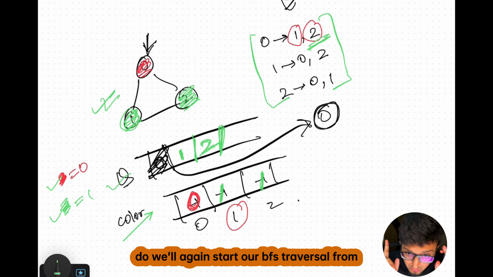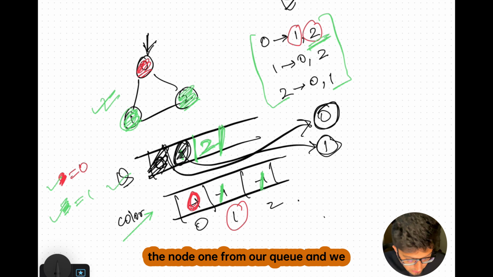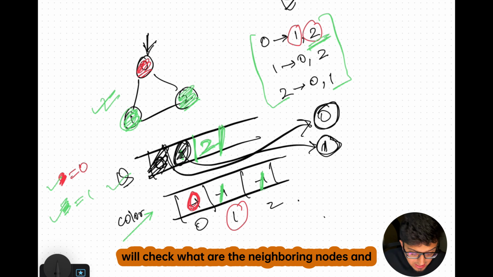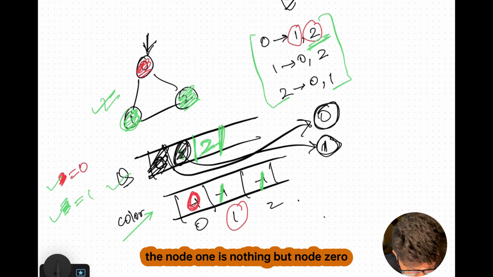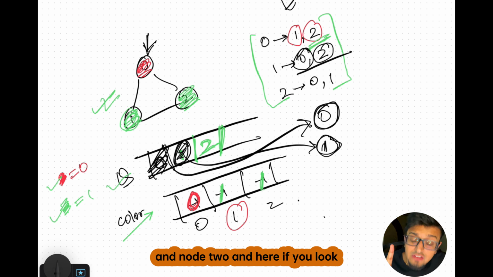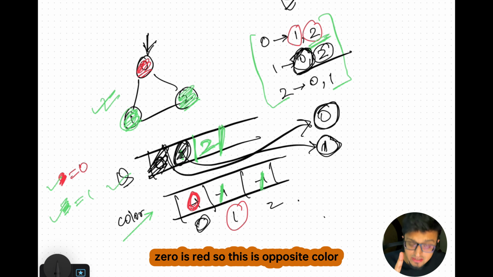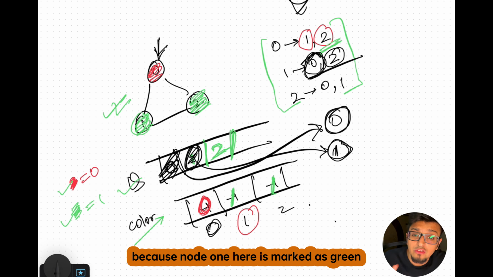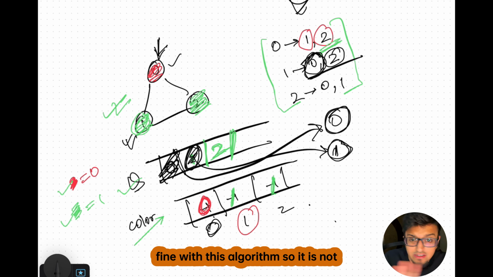Now what we'll do, we'll again start our BFS traversal from the node 1. So we will pop out the node 1 from our queue and we will check what are the neighboring nodes. And here if you see, the neighboring nodes of the node 1 is nothing but node 0 and node 2. And here if you look carefully, the color that is allocated to node 0 is red. So this is opposite color because node 1 here is marked as green and the node 0 is red, which is fine with this algorithm. So it is not an issue.